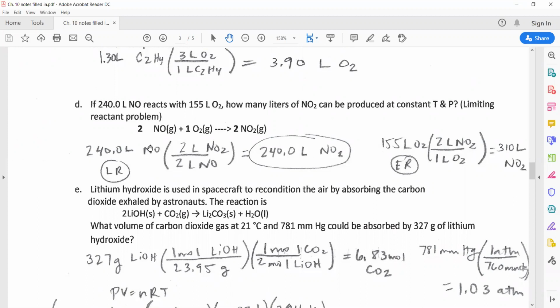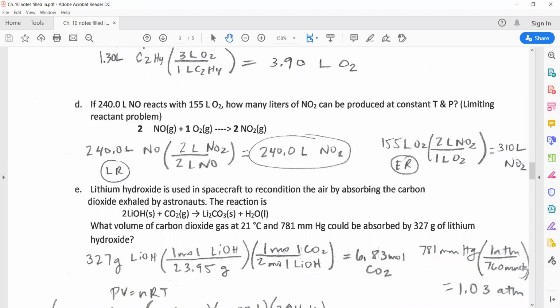So here we'll just have to use the ratio for both to see the maximum amount of NO2 I can make. So I take 240 NO, I put a liter to liter ratio, which is 2 NO for every 2 NO2, which of course is really a 1-to-1 ratio. So we could make 240 liters of NO2. We look at the oxygen as the other reactant. There's 155 liters available. For every 1 liter of O2, you're going to get 2 liters of NO2. So you multiply by 2 and you get 310 liters of NO2.